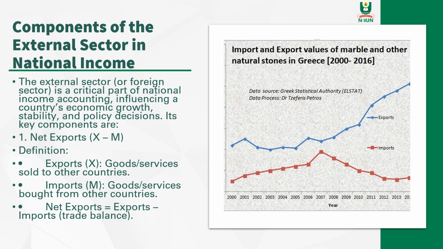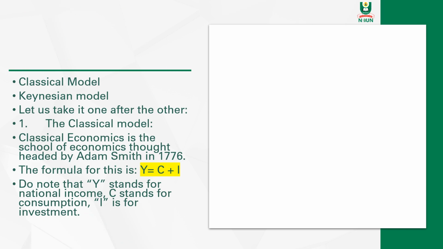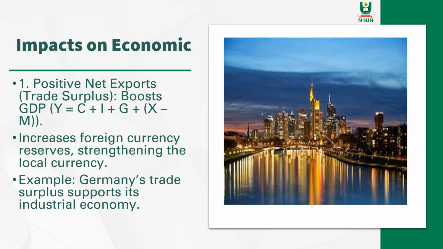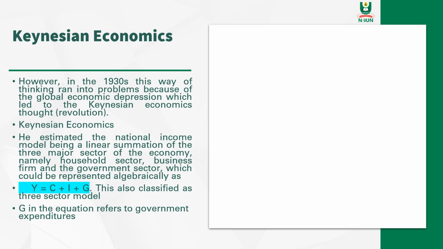It also influences the stability of the country, the health of the economy, and the strength or the power of their currency. It will also affect policy decision making in the economy. So, like we have said before, the classical model believes Y equals C plus I, while the Keynesian belief is Y equals C plus I plus G, and also adding the component of the external sector, we have Y equals C plus I plus G plus, in brackets, X minus M.